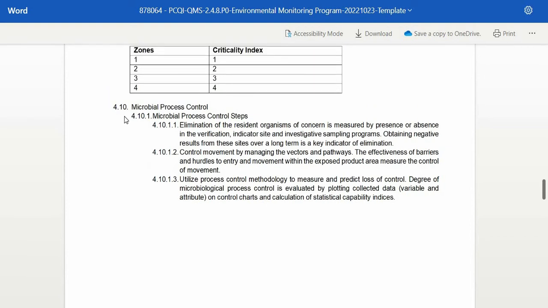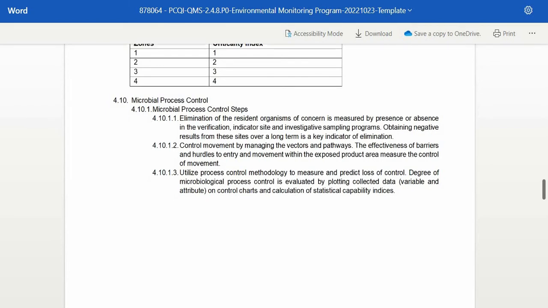10th under procedure is microbial process control. The microbial process control steps. 1. Elimination of the resident organisms of concern is measured by presence or absence in the verification, indicator site, and investigative sampling programs. Obtaining negative results from these sites over a long term is a key indicator of elimination.